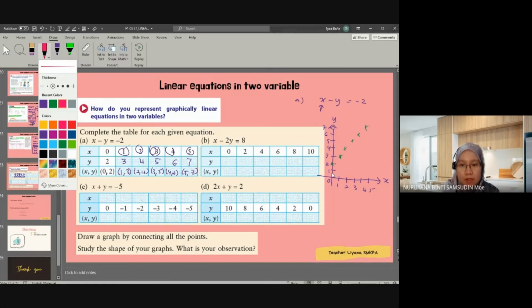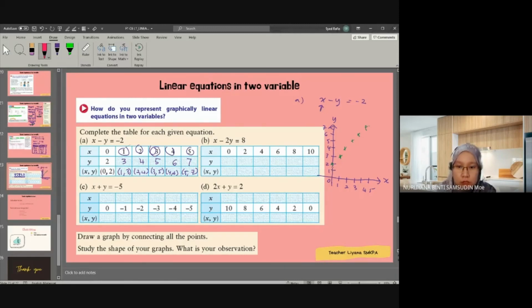Next, you take your ruler. Make sure the first point and the last point are connected, and then just use your ruler to join all the points there, so you will get one straight line.